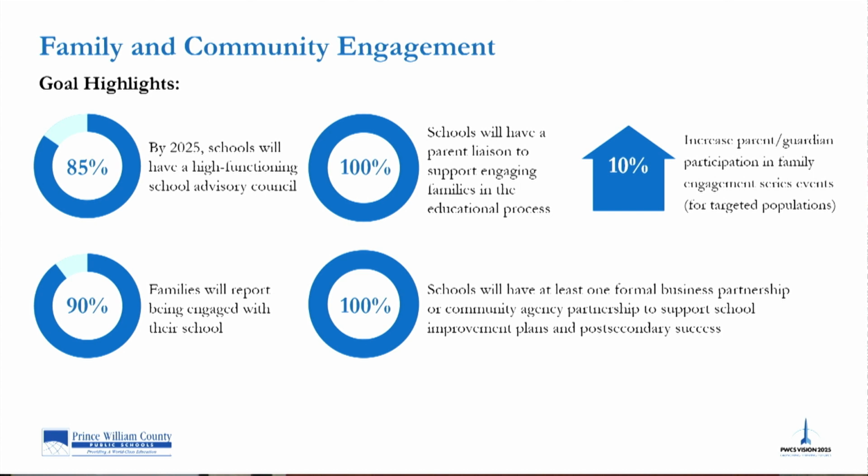A few goal highlights for family and community engagement objectives include 90% of our families reporting they are engaged with their school community. We want at least one parent liaison for every school to support family engagement in the educational process. And our goal is to have every school in the division matched with a formal business or community agency partnership to advance their school improvement plans.